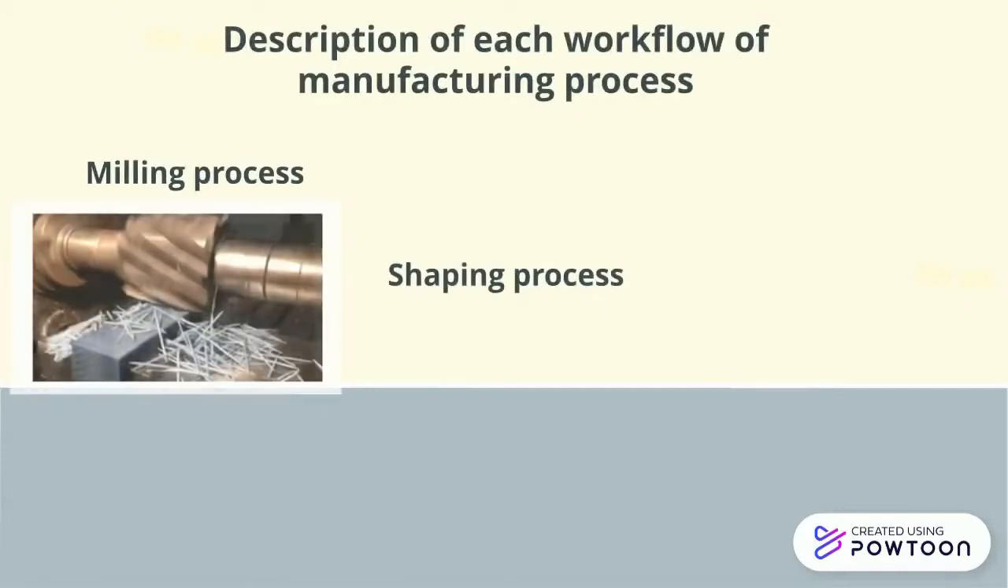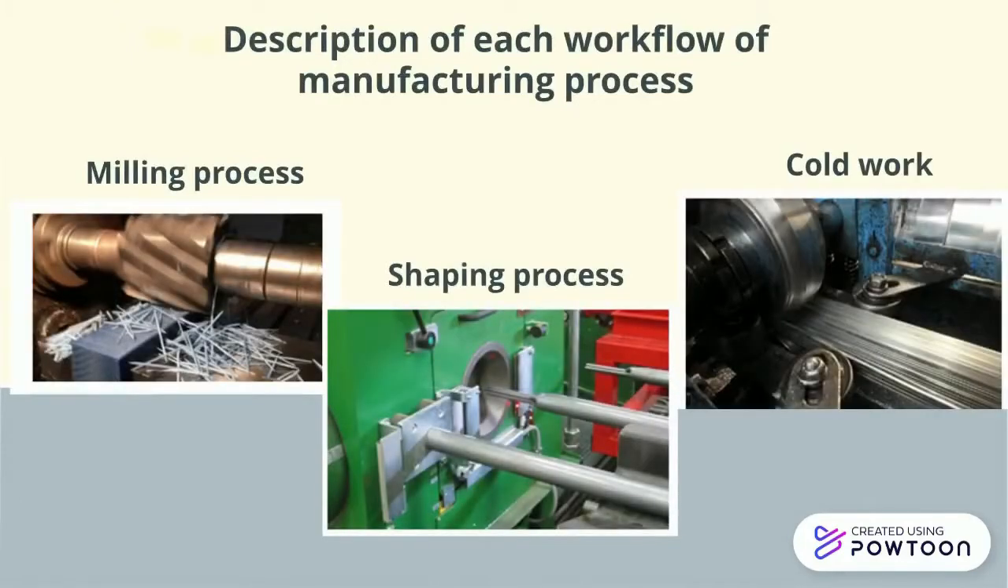Description of each workflow of manufacturing process. Milling process. Plain milling cutters are cylindrical in form and only contain teeth on the periphery. These milling cutters are used to create flat, plane, and horizontal surfaces. Rolling machine rolls the flat strip stainless steel into a tube shape.